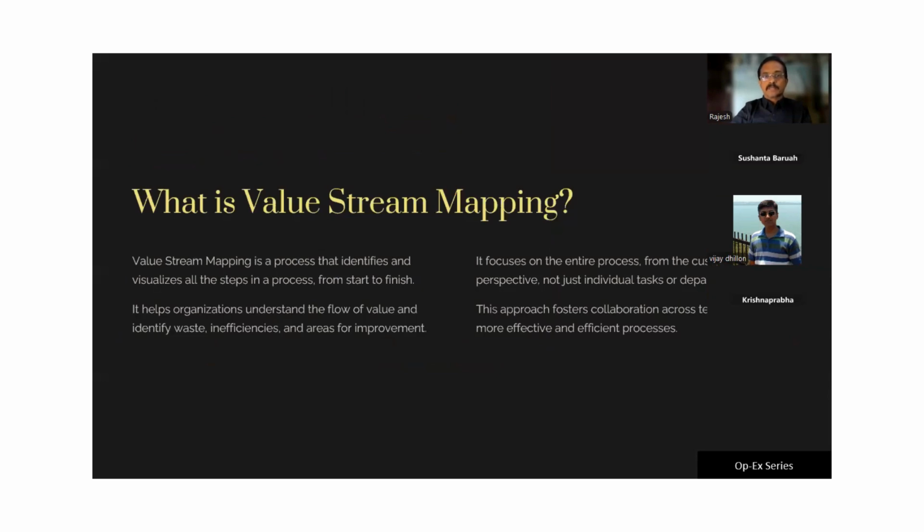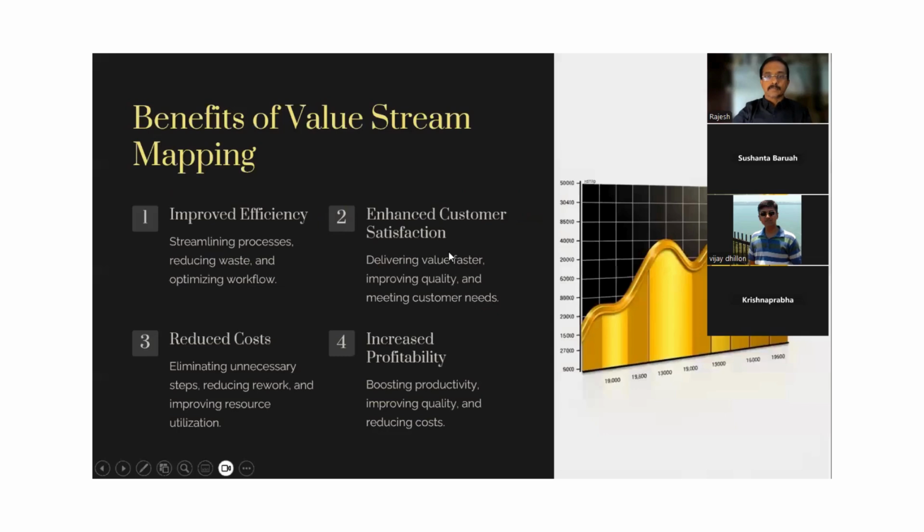Value stream mapping is a process. As I told you, it's a simple SOP. What are all the steps involved in the SOP, and how are we going to optimize that? This will help you reduce your manpower requirement, as well as help you achieve excellence in your operations. That's the main thing in value stream mapping.